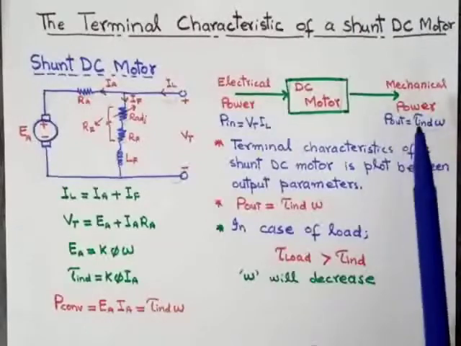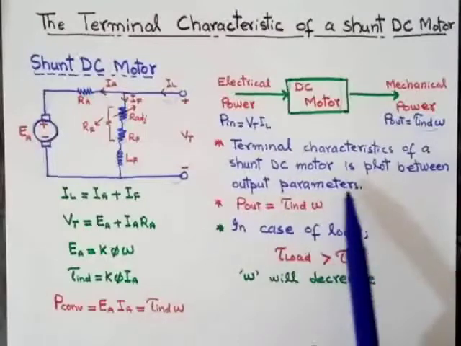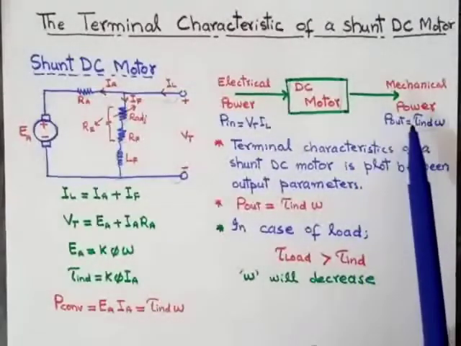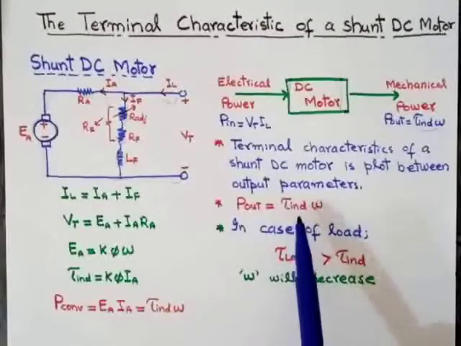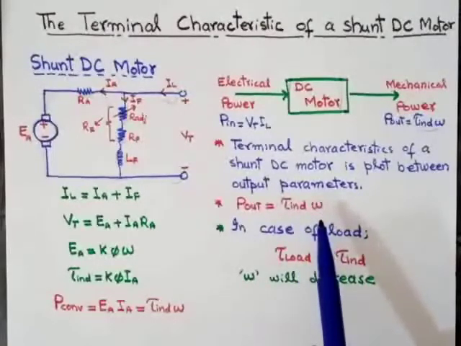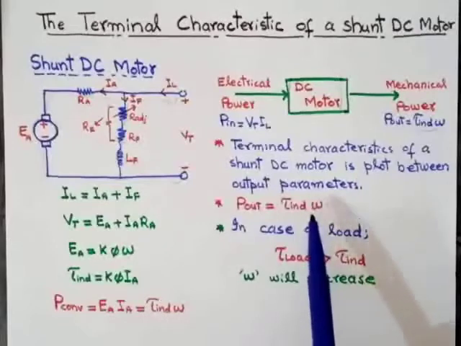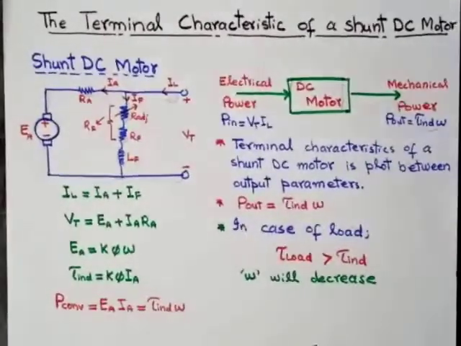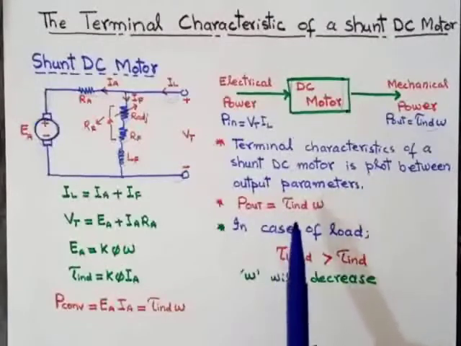The terminal characteristic of a shunt DC motor is the plot between the output parameters. In case of a motor, the output is mechanical power, that is, P out is equal to tau induced into omega. There are two output parameters: one is the shaft torque induced and the other one is the speed, omega. Basically, we want to find the relationship between shaft torque induced and speed omega, and then plot their behavior. Therefore, the terminal characteristic of a shunt DC motor is the plot between the shaft torque, tau induced, and speed omega.